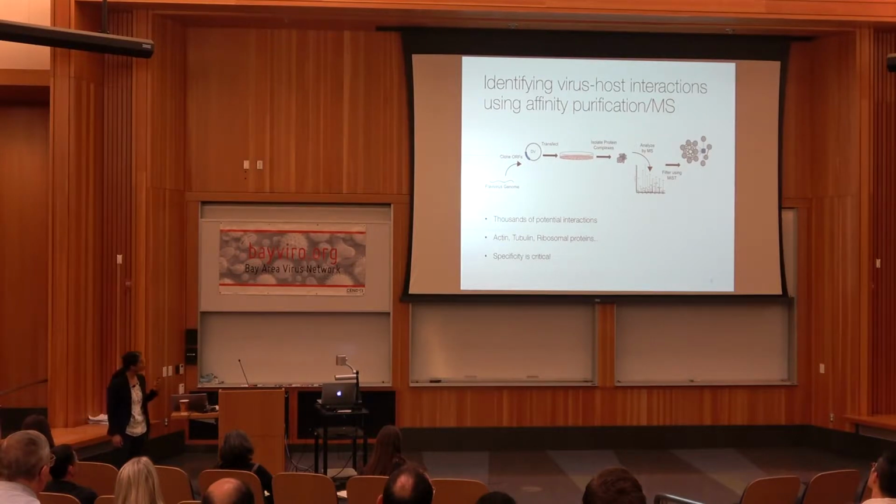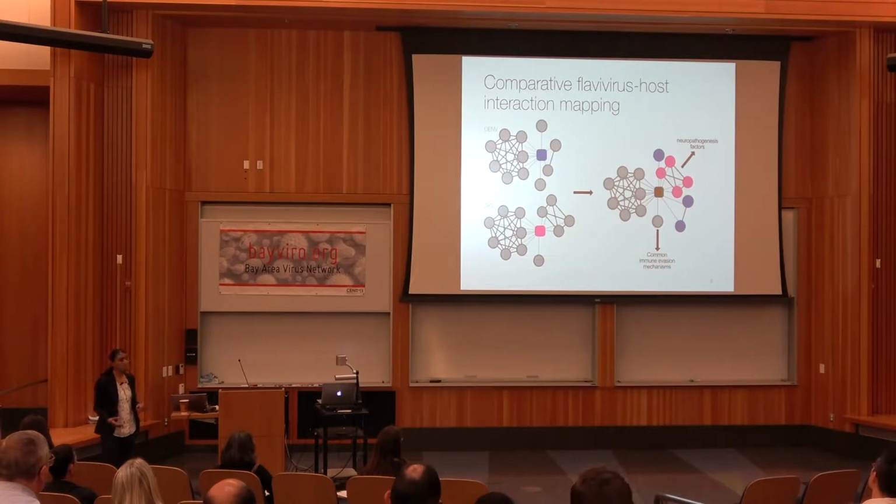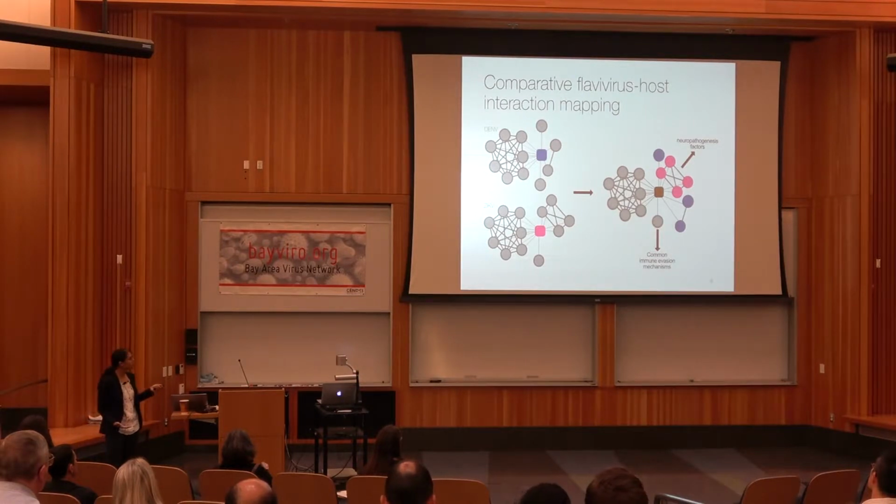We did this not only for dengue virus, but also for Zika virus, because after we finished this for dengue, Zika had just emerged in 2016, and it was a really interesting way to compare these two virus-host protein-protein interaction networks. Our hope was that by comparing these two networks, we could identify things that were common between the two viruses that may reflect their shared biology and replication.